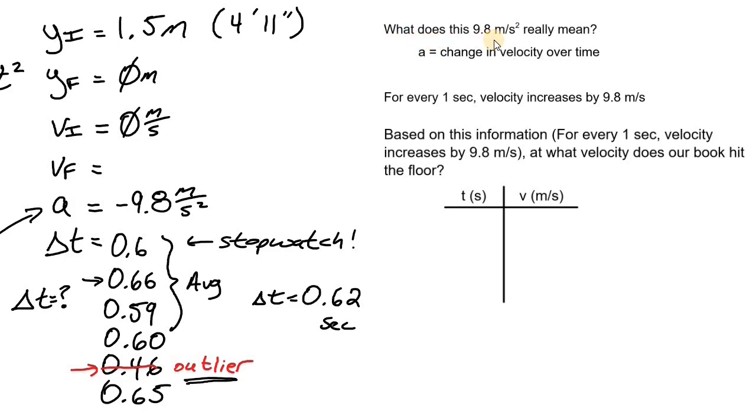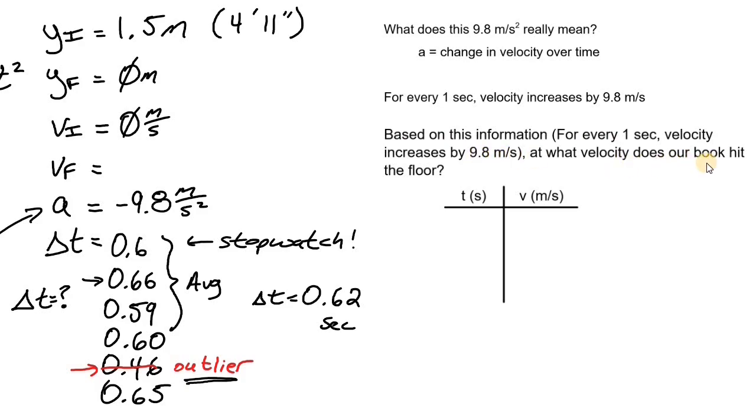What does this 9.8 meters per second squared really mean? Well, acceleration is a change in velocity over a certain amount of time. So for every 1 second, the velocity increases by, or changes by, 9.8 meters per second. So based on this information, for every 1 second, the velocity increases by 9.8 meters per second.